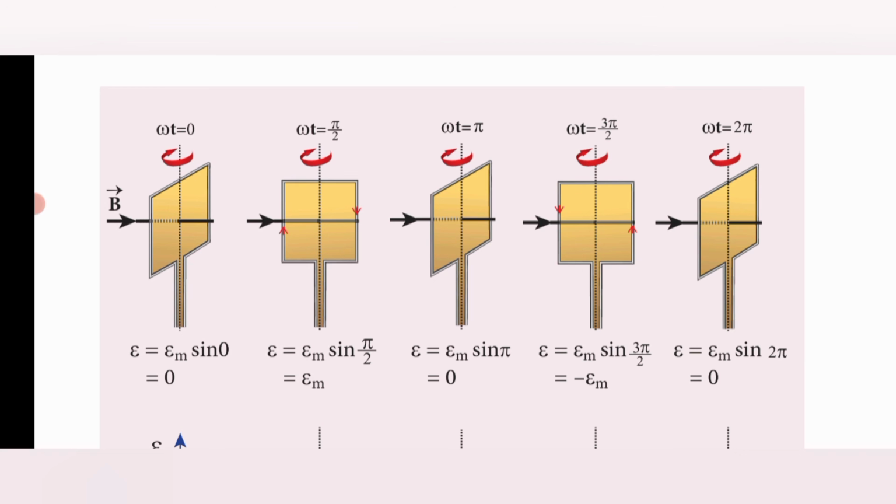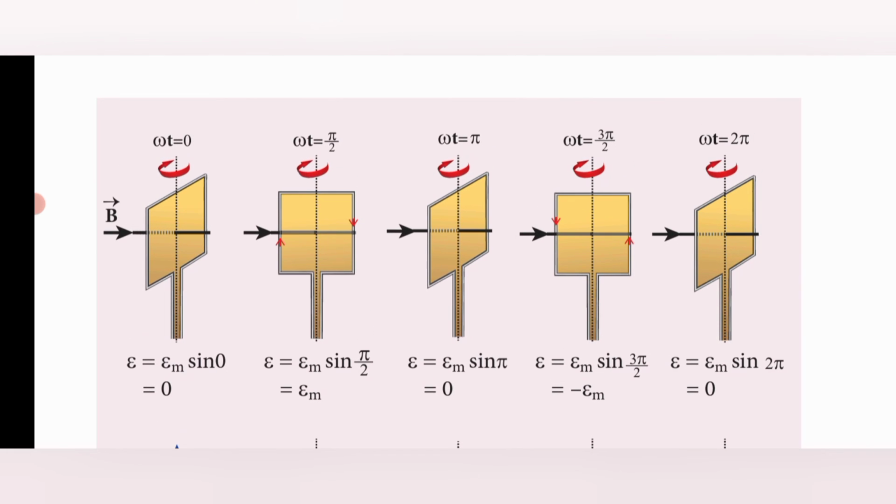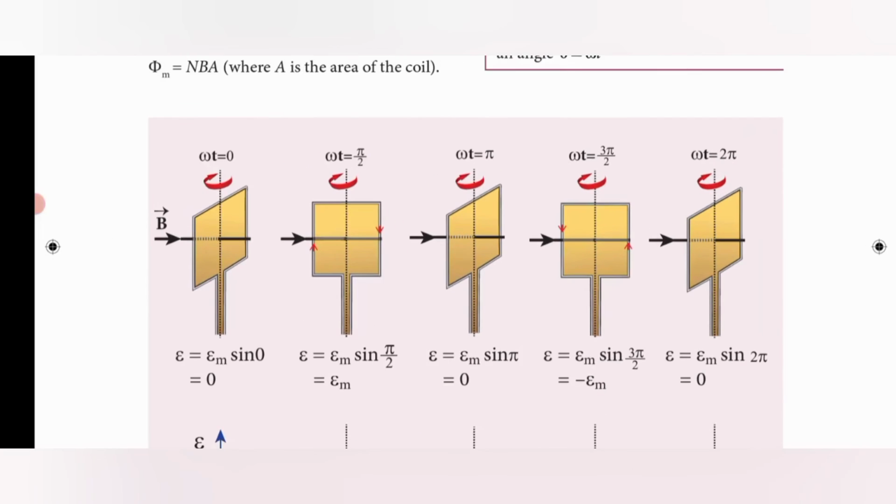Then at sin 180 degrees, the value is 0. And sin 270 degrees is minus 1, so that is minus epsilon m. And sin 360 degrees is again 0. So it forms a sinusoidal wave here.